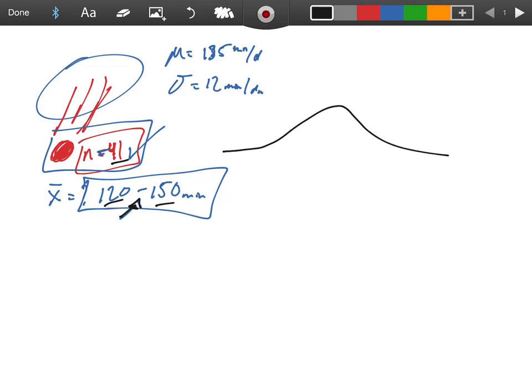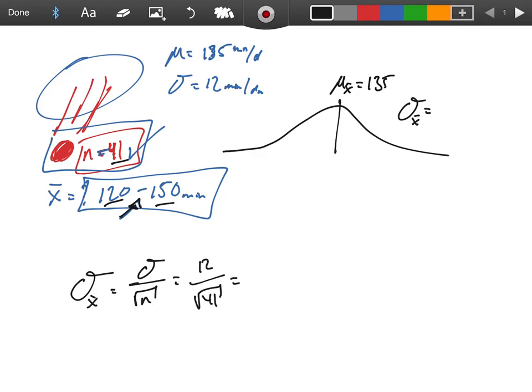Okay, so here's the distribution of the sample means, where the average of the sample mean distribution is 135, right? Because it's always the same as the population. And the standard deviation of this thing, or the standard error, this one we have to calculate. The standard deviation of the sampling distribution of means is going to be the standard deviation of the population divided by the square root of the sample size. So for us, this is going to be 12 divided by the square root of 41. And get our trusty calculators out. So 12 divided by the square root of 41 is 1.874.